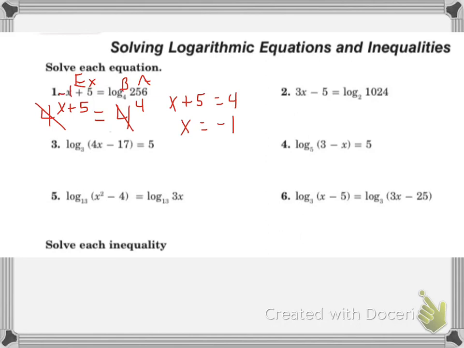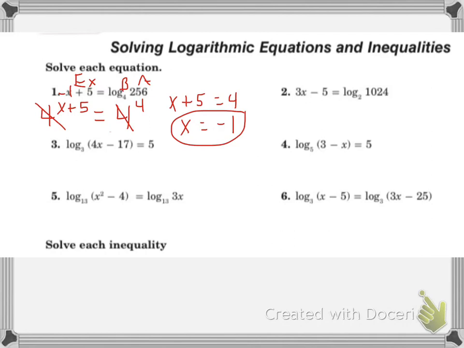Okay, so do you see, if you have logs on both sides, you are able to drop the logs, but if you don't have logs on both sides, you're going to need to rewrite it as an exponential. Okay, let's look at another one. For instance, let's look at number 5.